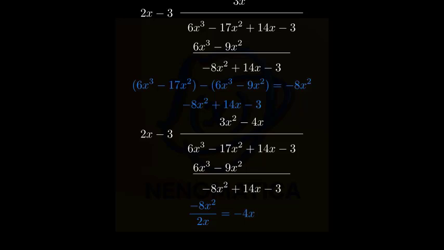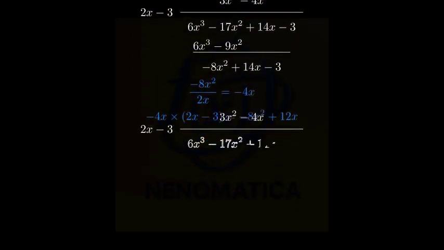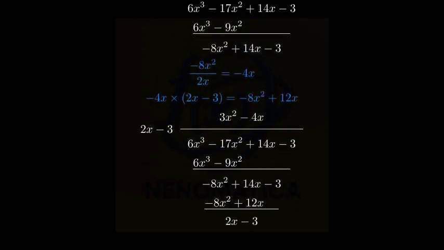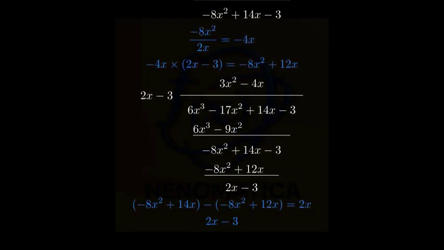Step 6. Now we subtract again. Negative 8x squared plus 14x minus negative 8x squared plus 12x gives us 2x minus 3. Step 7. We continue the division. We divide the leading term of our remainder, 2x, by the leading term of the divisor, 2x.